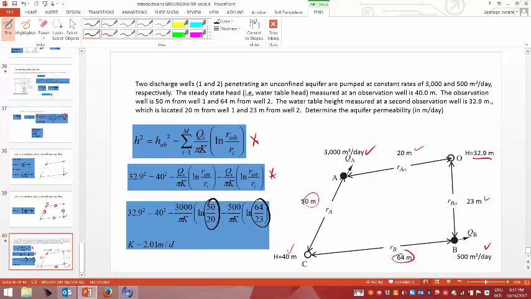So you have your 50 over 20, which is for my well A, the distance from the two observation wells, and then for B, I have the 64 over 23, which is the two distances, and then I can obtain the coefficient of permeability. So really this completes the introduction to wells. We'll be doing more problems in the classroom, so thank you very much.